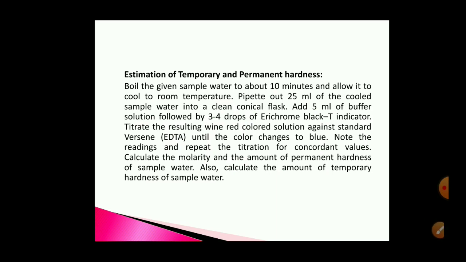Now after determining the total hardness of the given water sample, we will find out the permanent hardness of the same sample through titration. And once we have the permanent hardness value, temporary hardness can be obtained simply by subtracting the permanent hardness from the total hardness value.